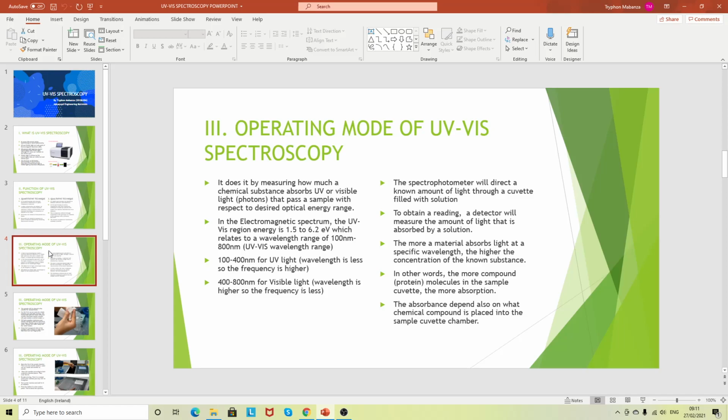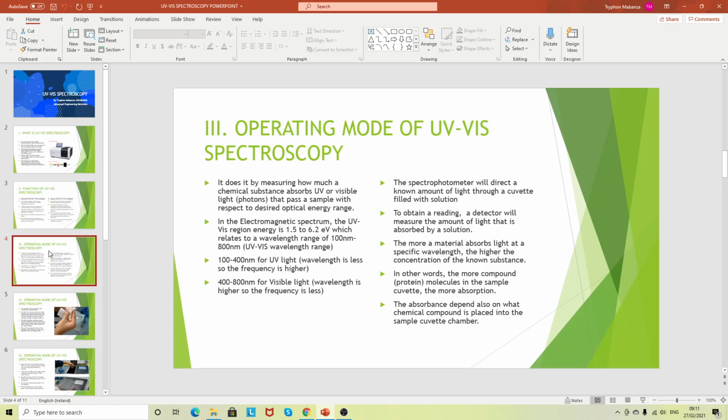100 to 400 nanometers is for UV light. The wavelength of UV light is less, so the frequency is higher. That means short wavelength, higher energy. And 400 to 800 nanometers is for visible light. So the wavelength of visible light is higher, so the frequency is less. Otherwise, higher wavelength, lower energy or lower frequency.